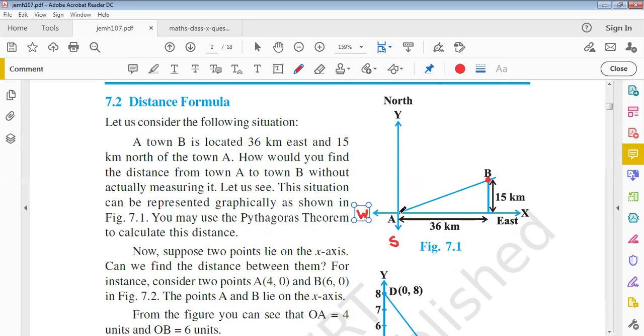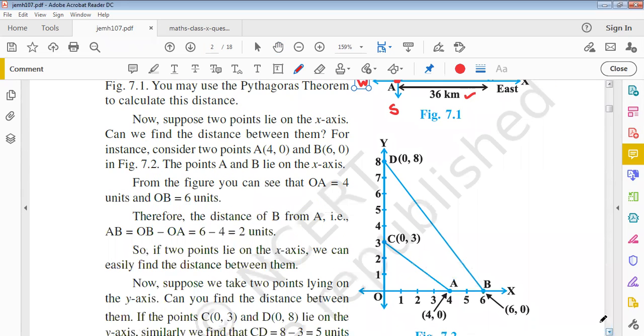Now if you want to tell about town B from town A, you have to go east 36 kilometers. From there, if you take the north side 15 kilometers, then there is the point, town B. Based on this, we can tell the location of this town will be 36 comma 15, because 36 is considered the x-axis value and 15 the y-axis value. So the location is 36 comma 15, and 36 is the first coordinate and 15 is the second coordinate.